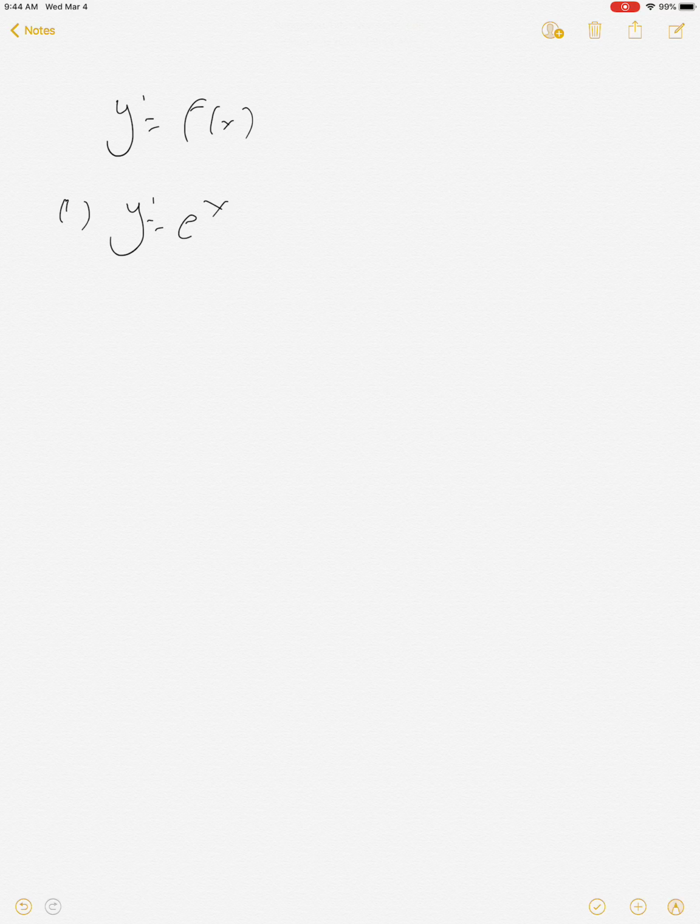y prime equals e^x. We ask ourselves, what's the function whose derivative is e^x? It's very obvious, so you can say y equals e^x. And of course, when you integrate, you have to add a constant, and that will be your answer.